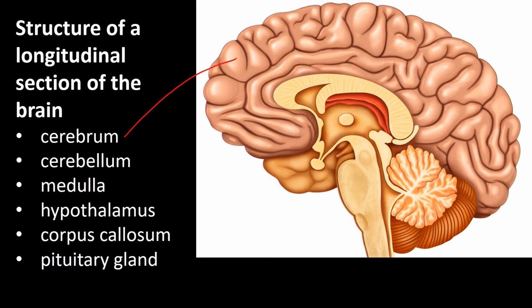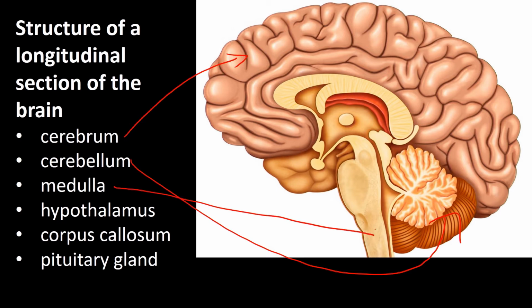Let's have a look at what's inside the brain. We've already seen that's the cerebrum, and that's the cerebellum, and the medulla is that part, just where the spinal cord joins to the brain. But there are also other interesting parts inside the brain. There's something called the hypothalamus here, and what that does is it controls your blood pressure, body temperature, and metabolic processes that you need to actually keep you alive.